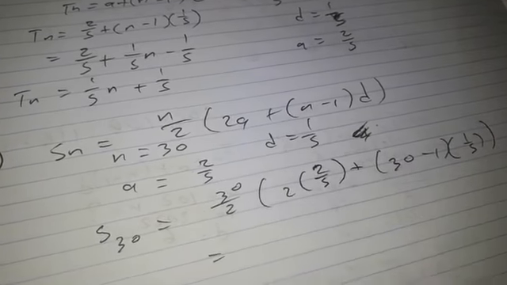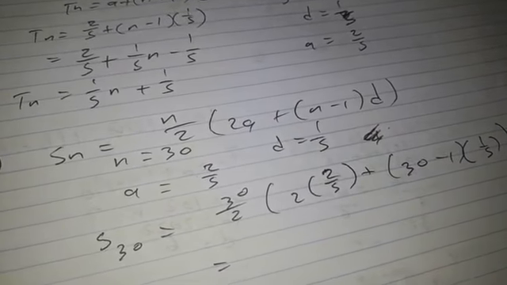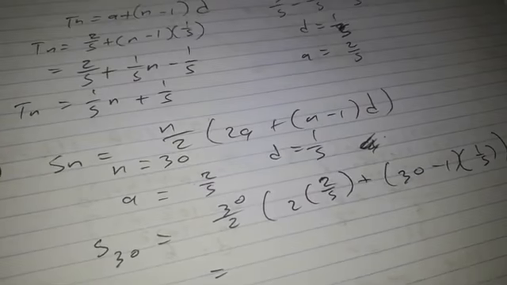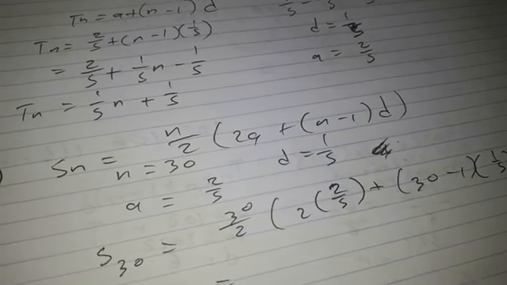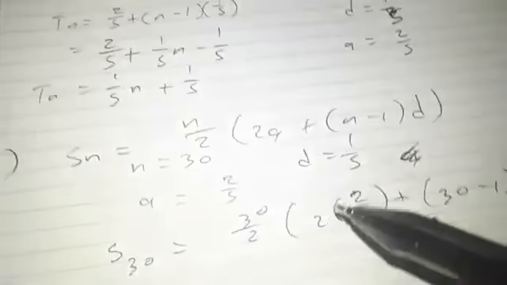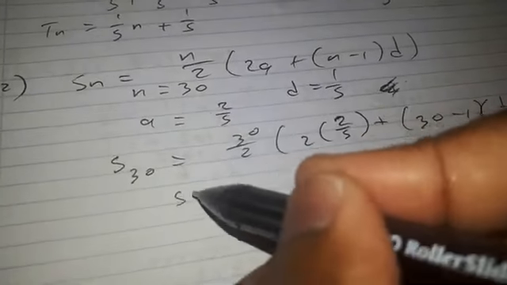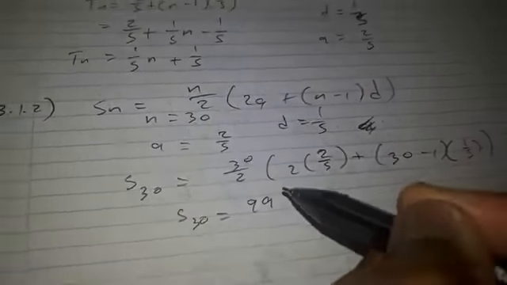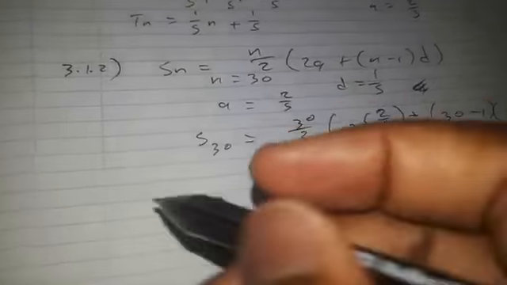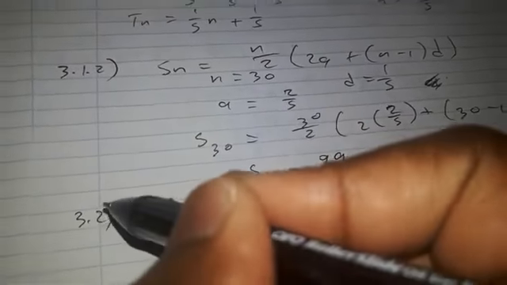I usually prefer just putting everything in the calculator. Don't overthink anything, it's really not worth it. If you put everything into the calculator, you're going to see that the sum of the first 30 terms is equal to 99. So you write it out and you keep moving on. There's really no time to waste.